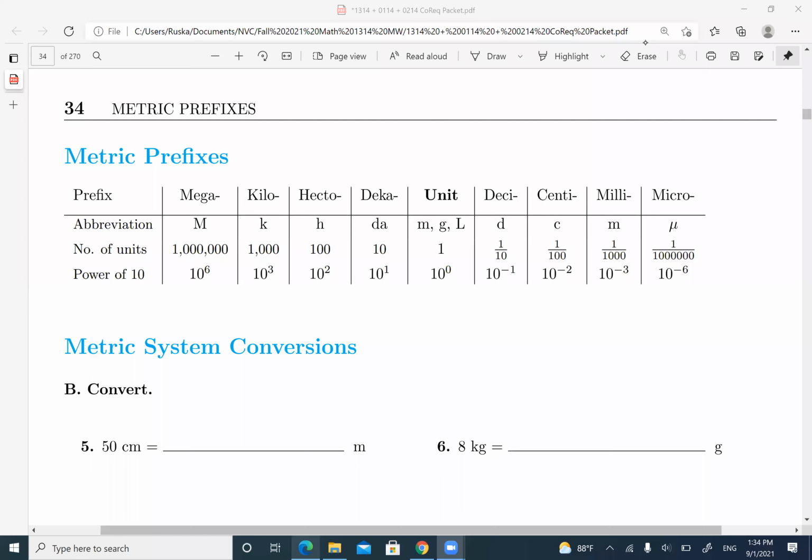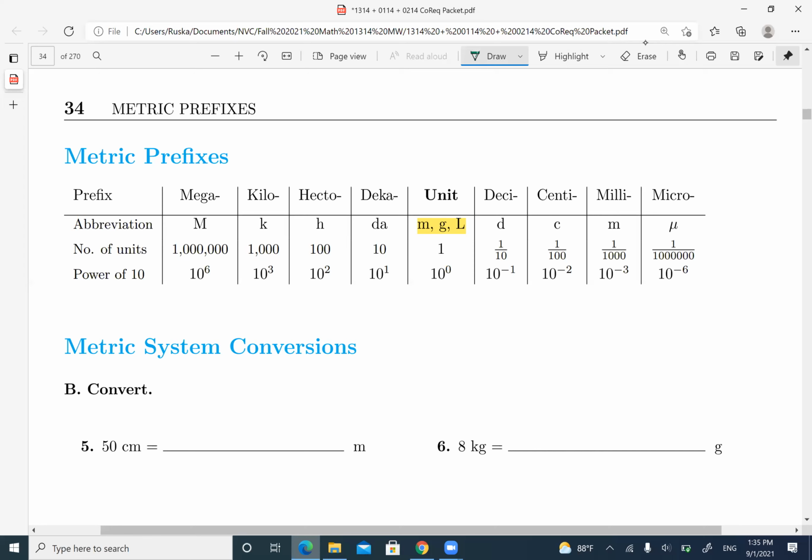So here, when you talk about the metric units, they are meter, gram, liter. It could be also second. And these are the prefixes. So you have M stands for mega. So you can have megagram, megaliter, megameter. Okay. So capital M is for mega. Lowercase k is for kilo: kilometer, kilogram, kiloliter, right? Kilosecond. You can have that also.